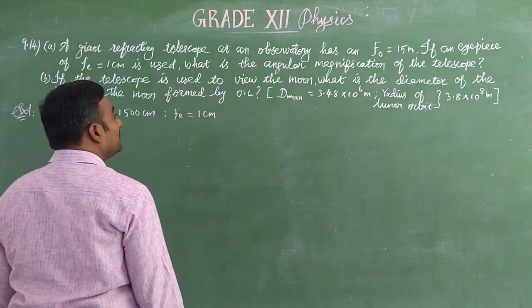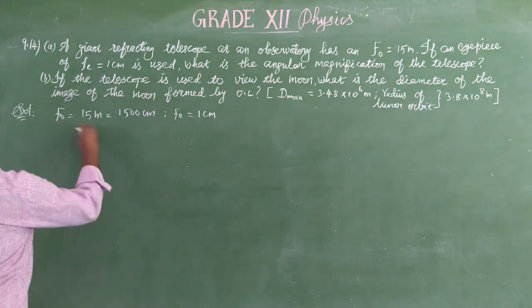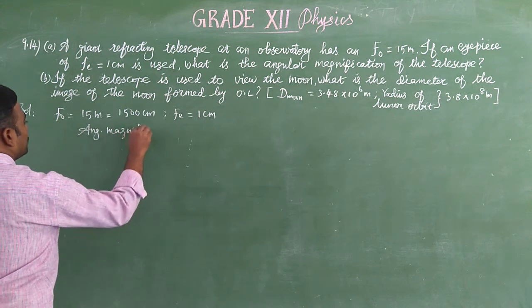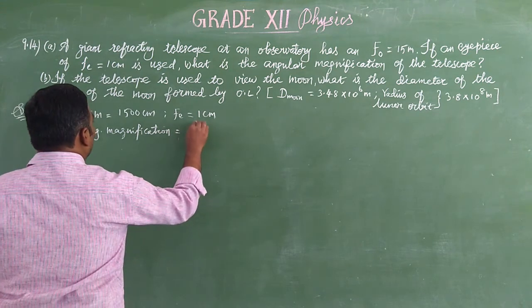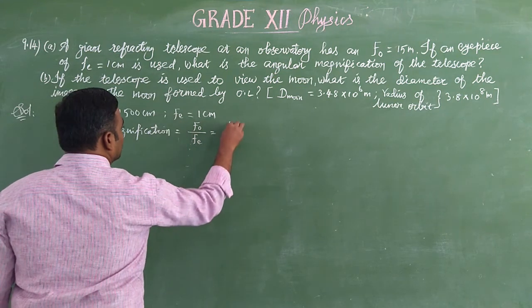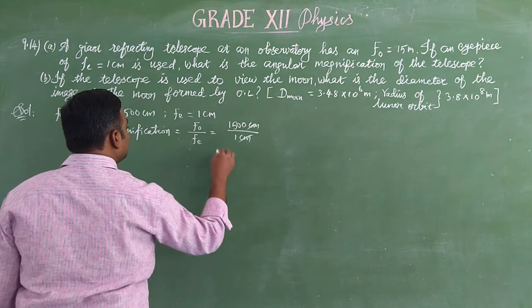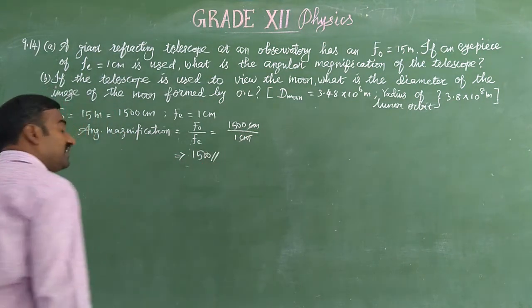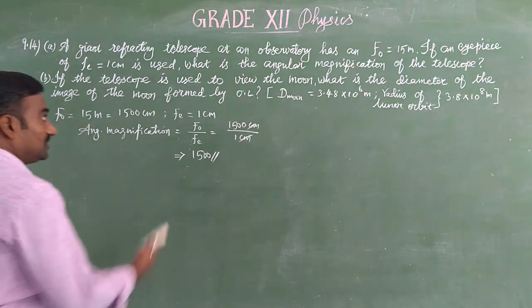What is the angular magnification of the telescope? So we want to find the angular magnification. Angular magnification is the ratio between the focal length of the objective lens to the focal length of the eye lens. That is 1500 centimeter divided by 1 centimeter. Centimeter cancel. Therefore, the angular magnification is 1500. So A section is over. Now we are going to solve the B section.